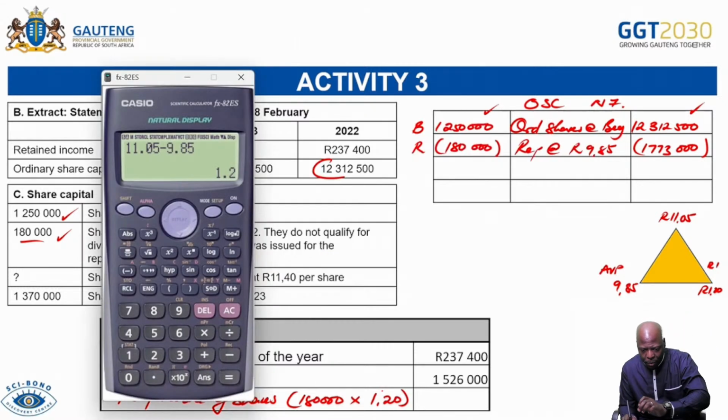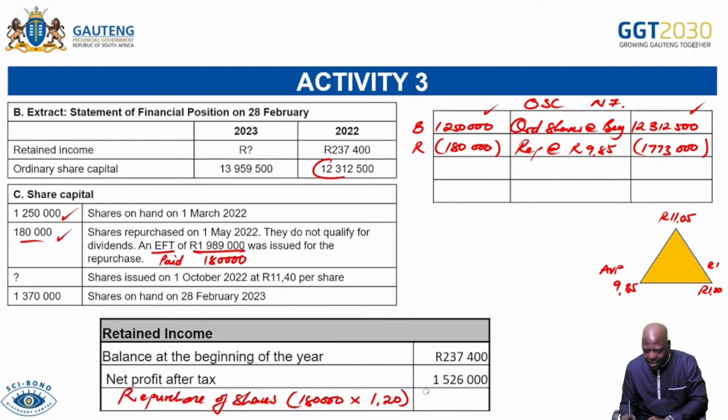Beautiful. So I come here, my 1 rand 20, multiply that by the number of shares that were repurchased. That's my 180,000. That's going to give me 216,000. So I come here in bracket 216,000. Once you can do this, all the way to the bank, all the way to the bank.